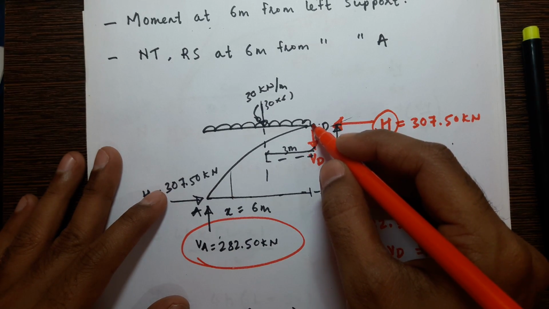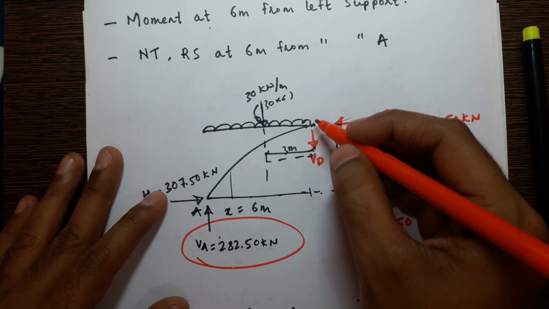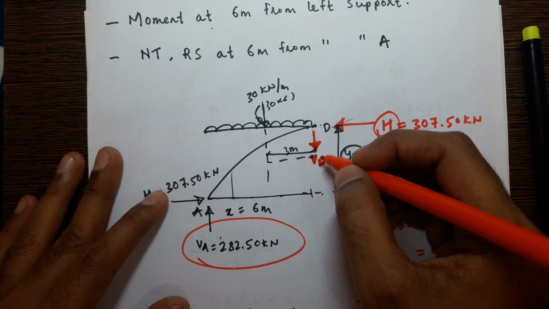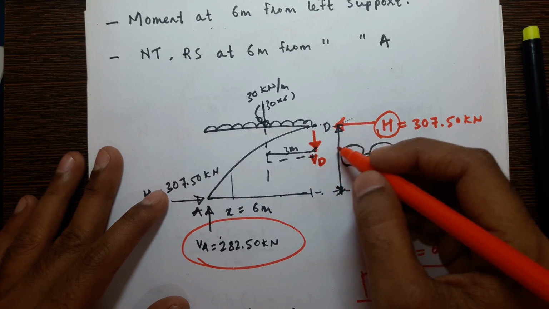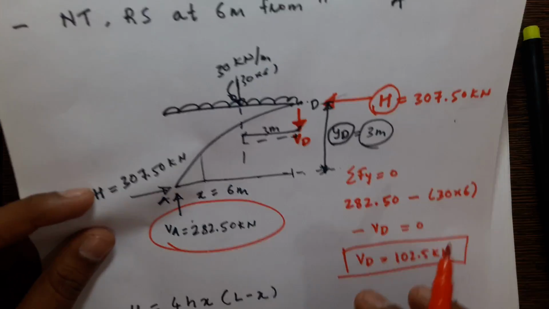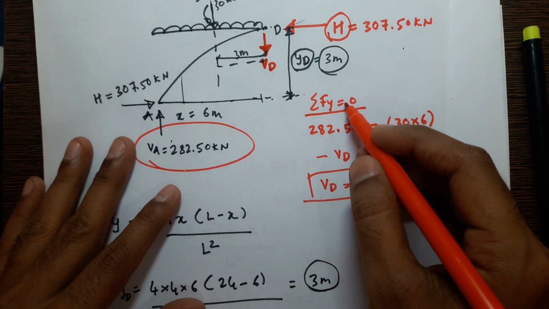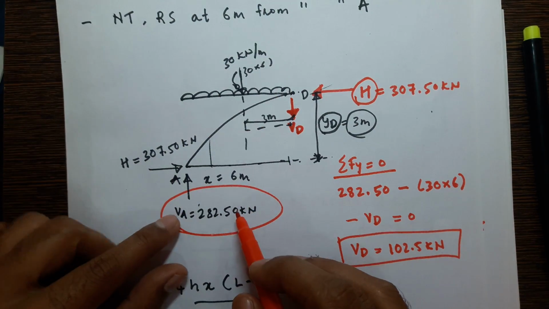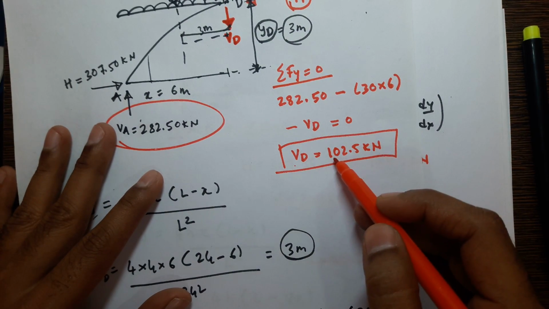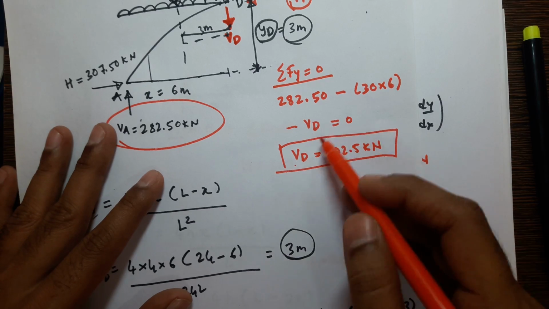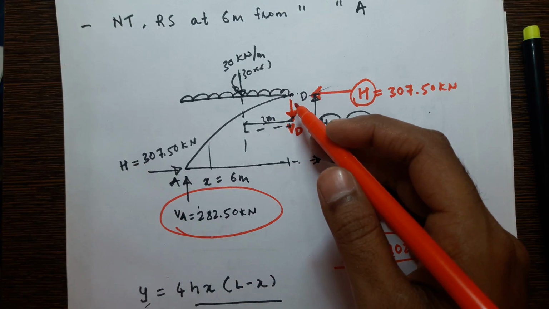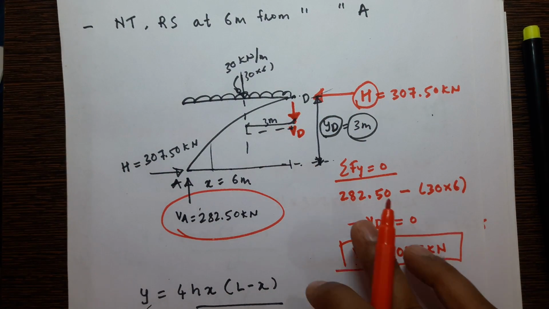But what is the vertical shear at point D? We have to find it. So assume that VD is downward. If you get a positive value, then your assumption is right; if negative, then change the direction of VD. Using summation of Fy equal to 0, VA is going upward and 30 into 6 is going downward. So VD you will get 102.5 kilonewton. You got positive, so the direction you assumed is right, and it is downward.